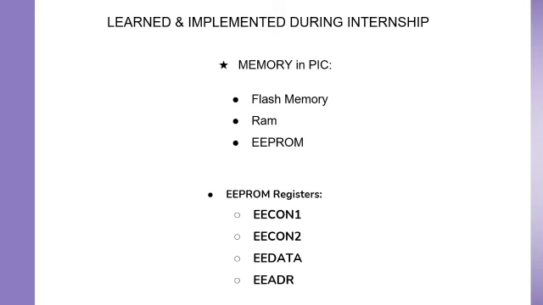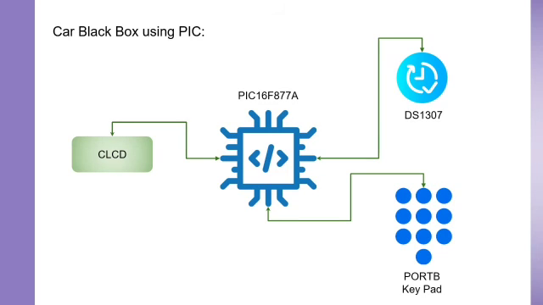Car black box using PIC16F877A. By programming the PIC for the car black box, we need the DS1307 RTC for reading the time continuously to record the event, and there is a keypad which is used for gear changing events, and finally time and event are displayed on the CLCD display with the help of programming. All these events and times are recorded in the EEPROM.